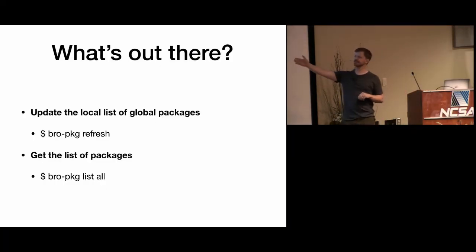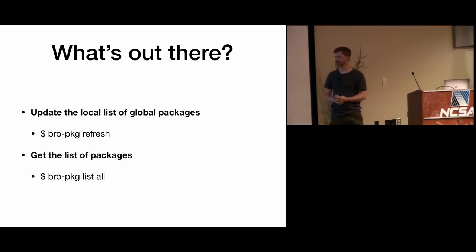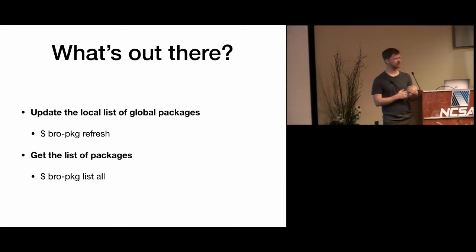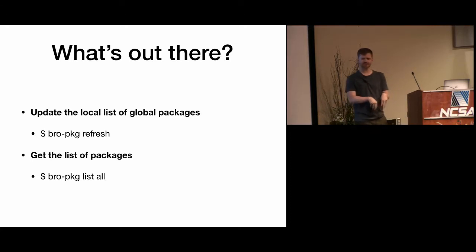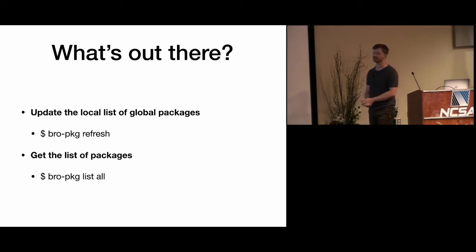So, first thing you want to do is update the list of global packages. There is a global package repository that is run. It's on GitHub. It's like bro/packages, but it's not going to be very interesting if you look there. It's just links to, mostly, other Git repositories. But if you type bro package refresh, it goes out and downloads that so that it knows what's available. And then if you want to see what's available, you type bro package list all. If you type bro package list, it'll show what's installed locally. And if you type list all, it'll show you everything that's available based on your configured repositories.